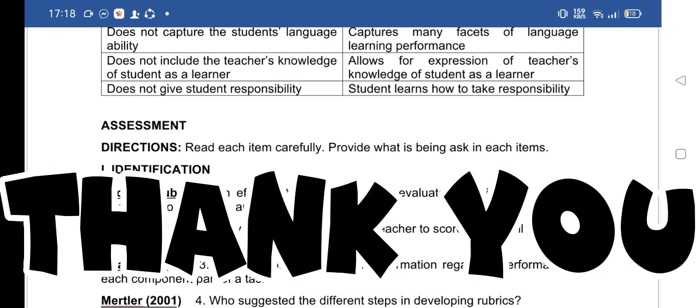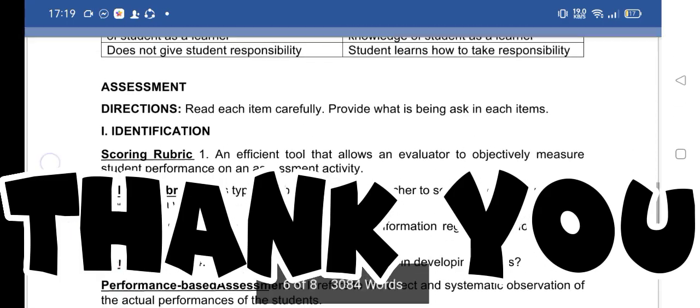So yeah, as what I have said earlier, in this assessment, the students are asked to make a portfolio, which, that's all for today. Thank you.